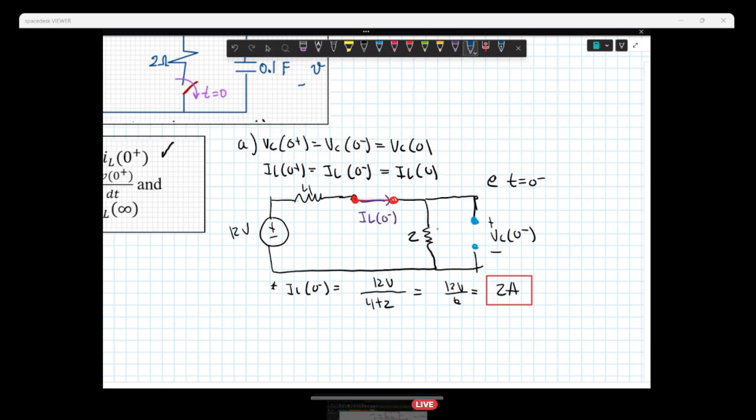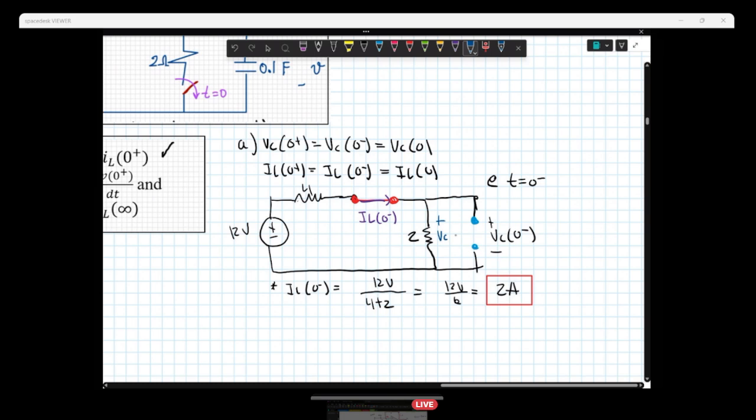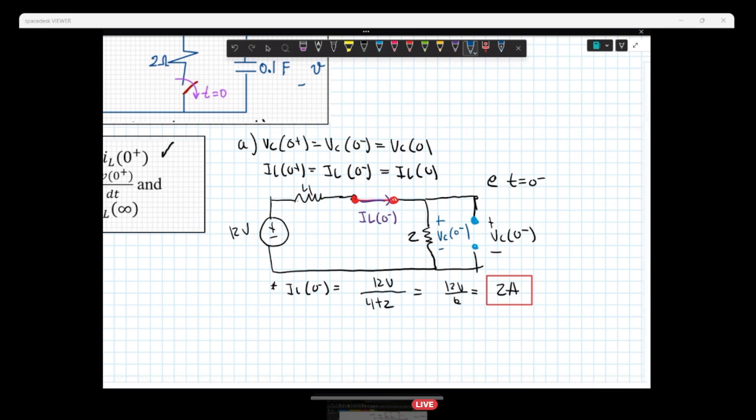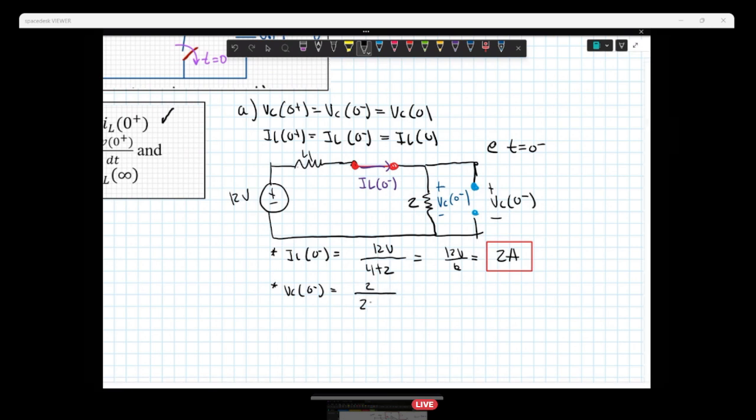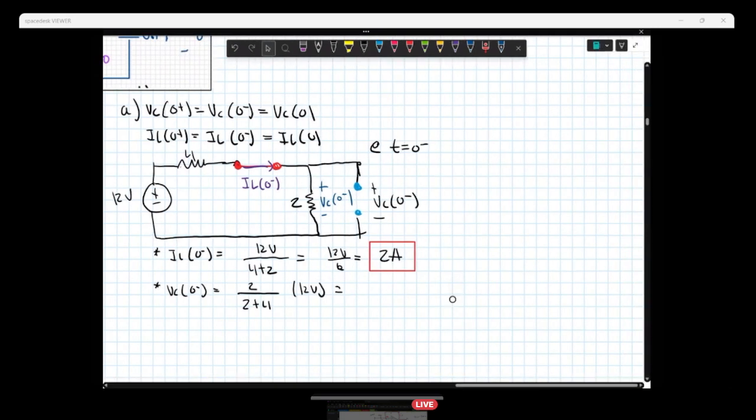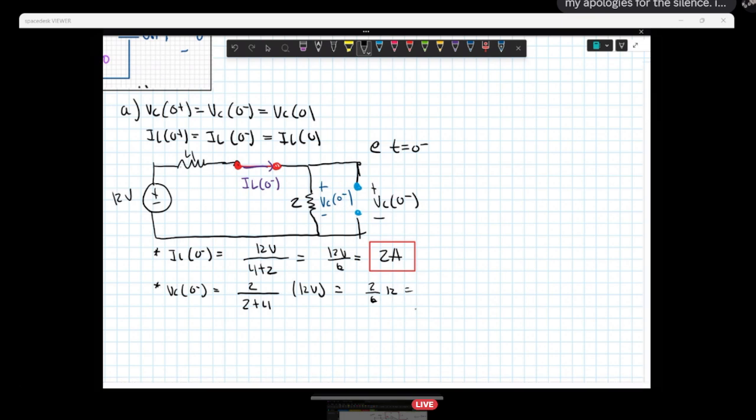So VC would be this. This is the same because they're in parallel, so you could do voltage division. To get VC of 0 minus, you would do 2 over 2 plus 4 times the 12 volts, which would just be 6 times 12, which gives you 4.